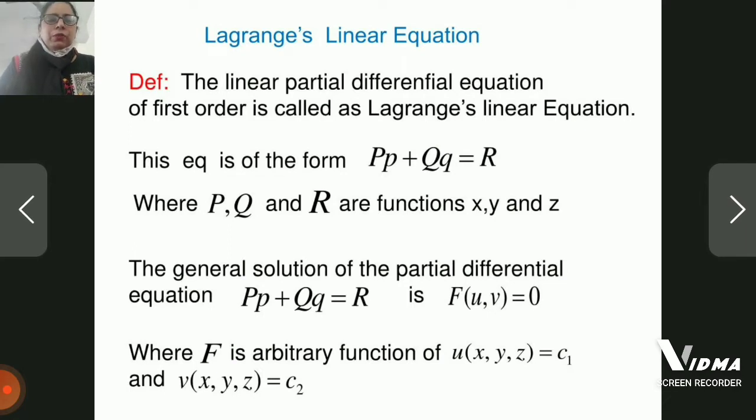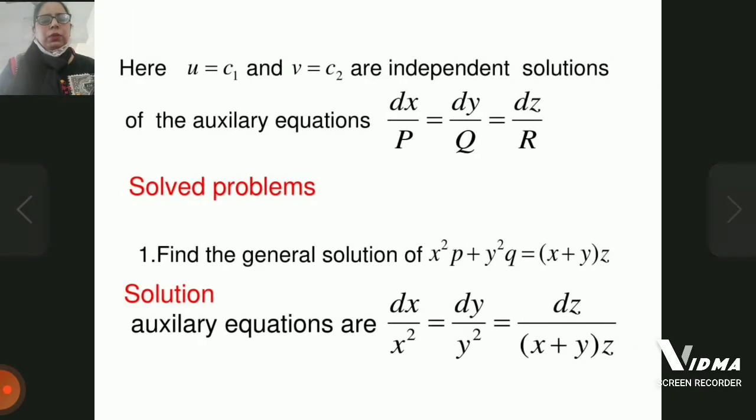Here we know very well that z is the dependent variable, and x and y are the independent variables. Then we talk about the general solution. The general solution of the PDE Pp plus Qq is equal to R is F of u, v is equal to 0, where capital F is an arbitrary function of u is equal to C1 and v is equal to C2. Here C1 and C2 are constants.